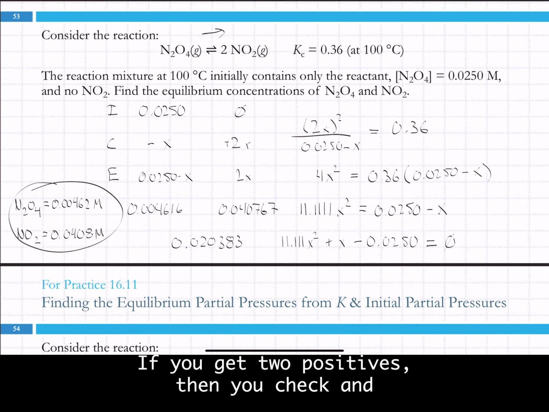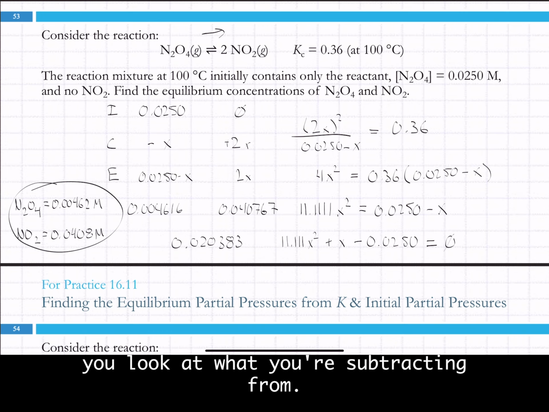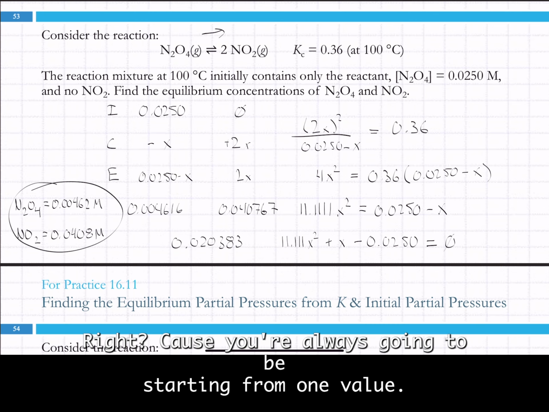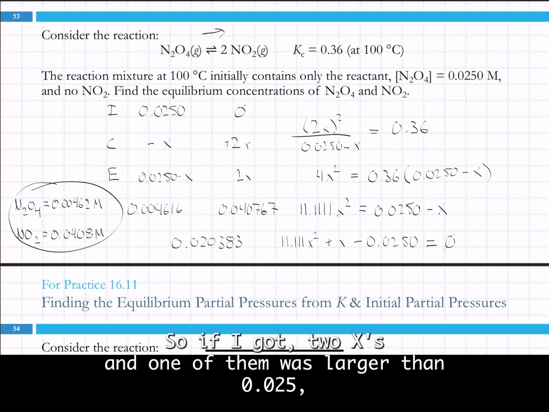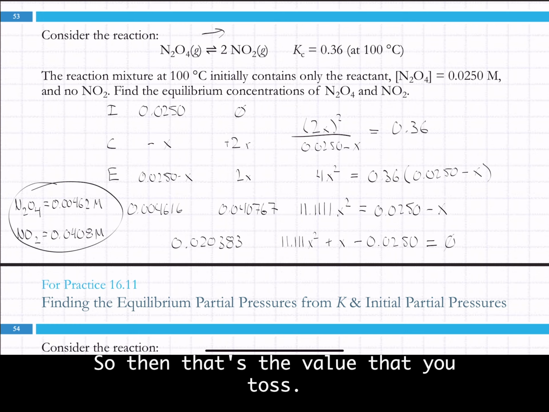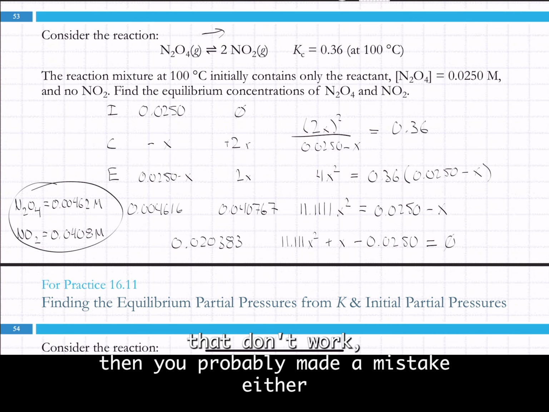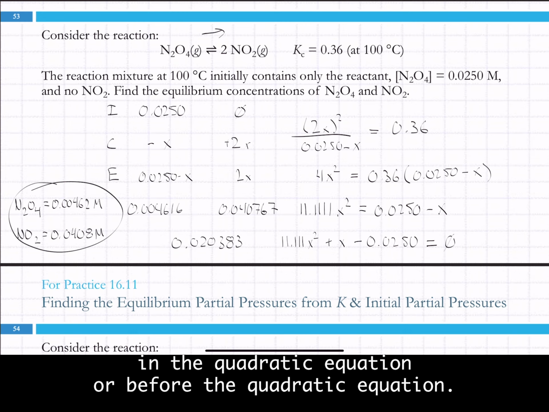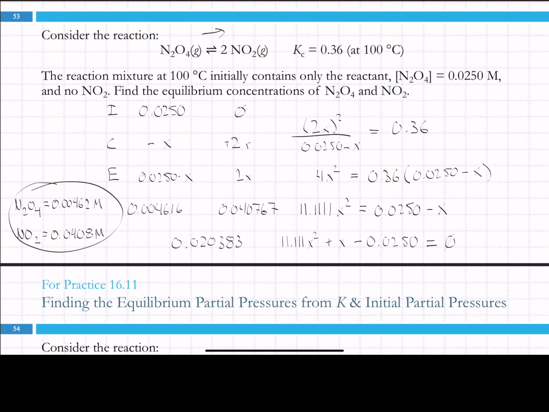If you get two positives, then you check and you look at what you're subtracting from, right? Because you're always going to be subtracting from one value. So if I got two x's and one of them was larger than 0.025, I can't subtract more than I have. So then that's the value that you toss. If you get two values that don't work, then you probably made a mistake either in the quadratic equation or before the quadratic equation. Haven't seen it happen yet. If I find one, I'll let you know.